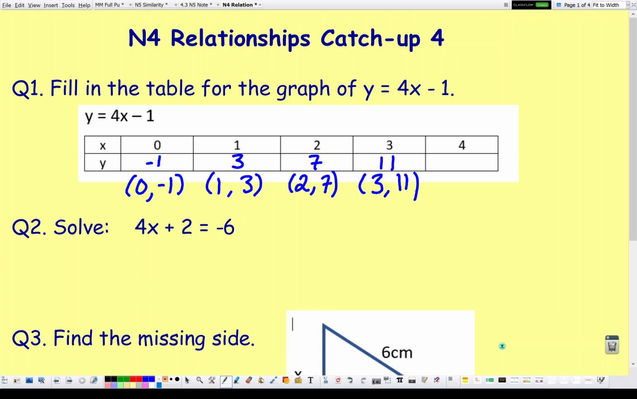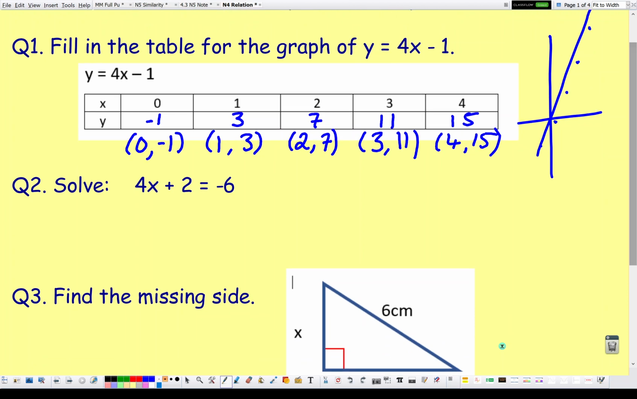And the last one is going to be 4 times 4. Take away 1. So that's 16. Take away 1. So that's 15. 4, 15. And you would use those points to match on your straight line, and you would connect that up if you were doing this in a... But we're not doing that. So that's fine. Next one is just an equation to solve.